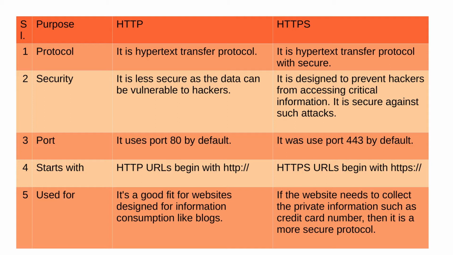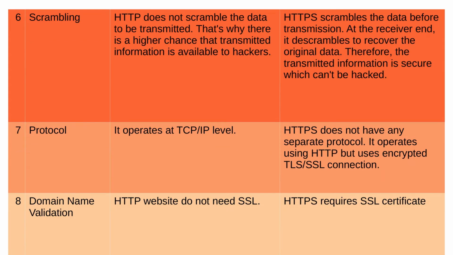Number 4. HTTP URLs start with http://. On the other hand, HTTPS URLs begin with https://. Number 5. HTTP is a good fit for websites designed for information consumption like blogs. HTTPS: if the website needs to collect private information such as credit card numbers, then it is a more secure protocol.